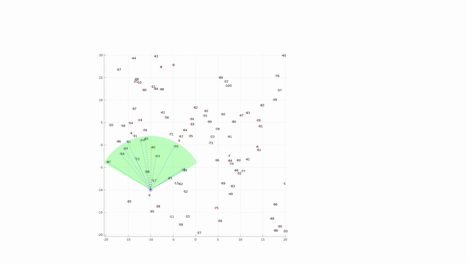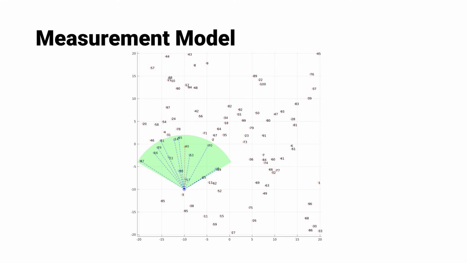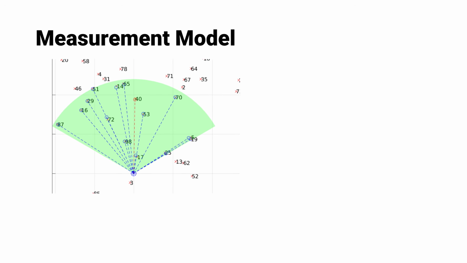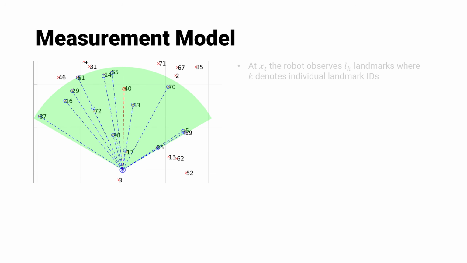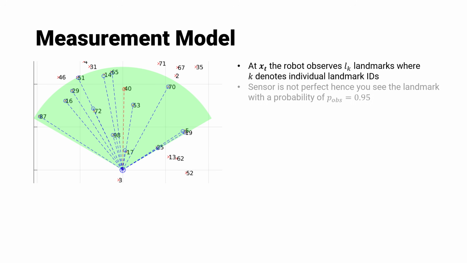The measurement model is simple. The robot does not perfectly identify every single landmark. So instead, what it does is this. At X_t, the robot observes landmarks L_K where K denotes the individual landmark IDs. The sensor is not perfect, hence you will see a landmark with a probability of 0.95. So it's 95% going to be accurate to detect that landmark. In this particular example, you'll see the ones which are detected as the blue ones and the ones which are missed as the red ones. So you'll see a simple missed landmark here.